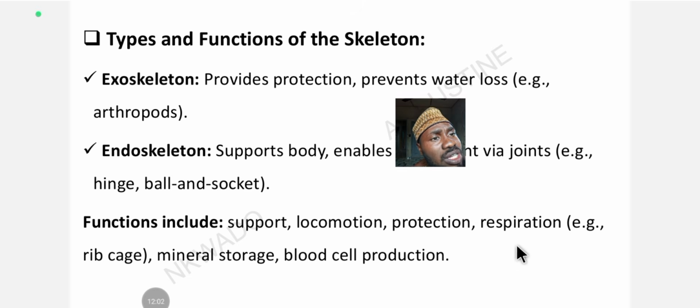So it also helps us in respiration. The skeleton, the ribs, the thoracic cage, helps in the movement of the chest and aids us in respiration. For example, see what we have here, the rib cage. It also stores minerals. You can see our endoskeleton stores minerals.